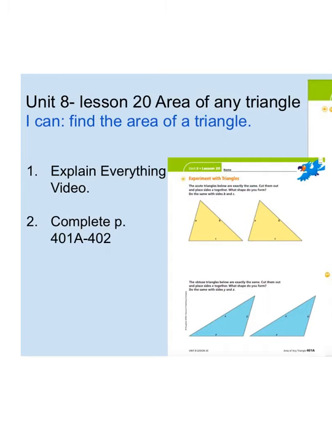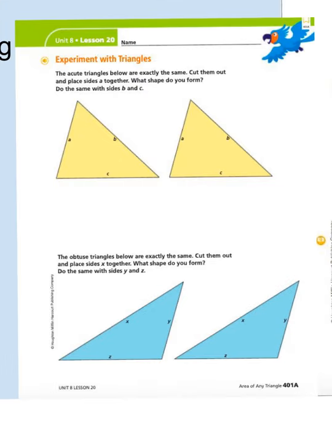So the first thing that we are going to do today for Unit 8, Lesson 20, is we are learning about finding the area of any triangle. And your I can statement is, I can find the area of a triangle. Smart kiddos watch their Explain Everything video first, and then you're going to complete 401A through 402. So 401, 402 basically.